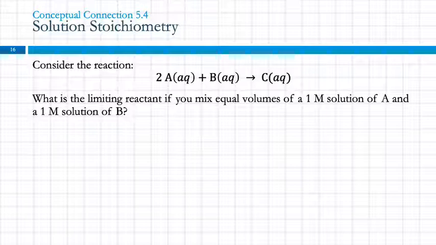Conceptual connection. So this is probably not going to require a calculator. Consider this reaction. This is a generic reaction using letters instead of actual compounds. So 2A plus B makes C. And it's asking, what's the limiting reactant if you mix equal volumes of a 1 molar solution of A and a 1 molar solution of B?